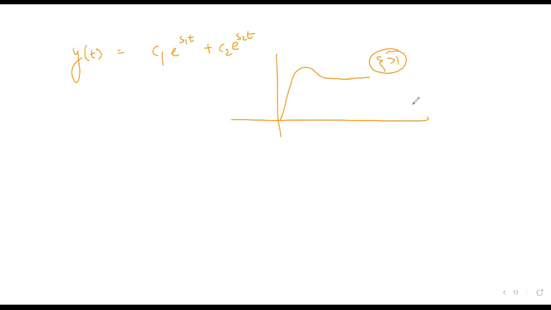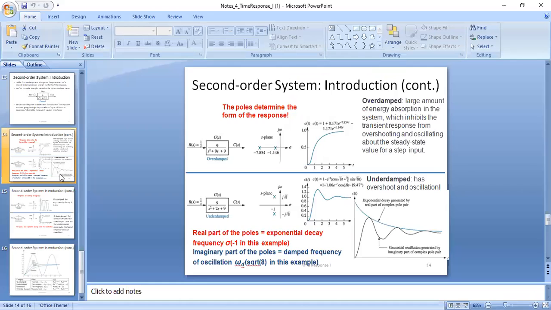So we studied three cases here. Let me go to the time response one. Can you see the PPT? Yeah. So here you can see that we already discussed every part. Overdamped means large amount of energy absorption. And underdamped, we discussed this part.